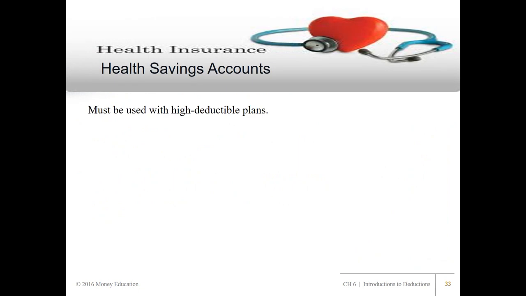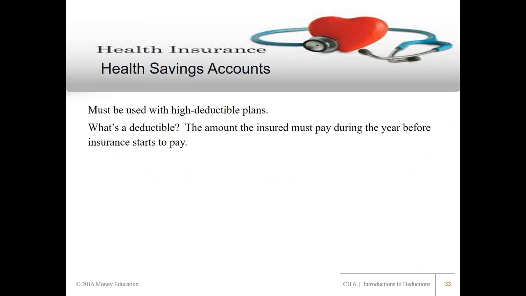Okay, let's talk about health savings accounts. These have to be used with high deductible plans. And I'm not showing you here Schedule 1, but these health savings account contributions are shown as one of the deductions from gross income to get AGI. So they have to be used with high deductible plans. Now, what is a deductible? It's the amount that the insured has to pay during the year before the insurance starts to pay.